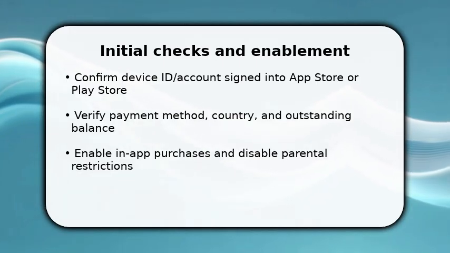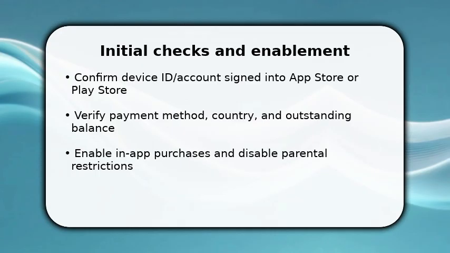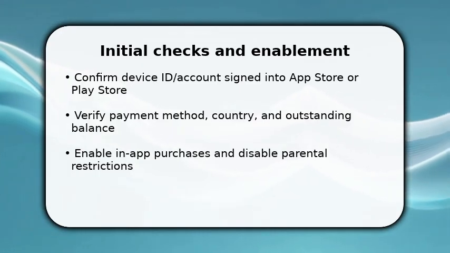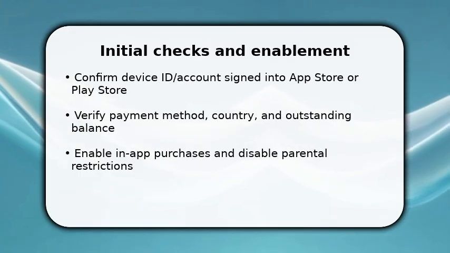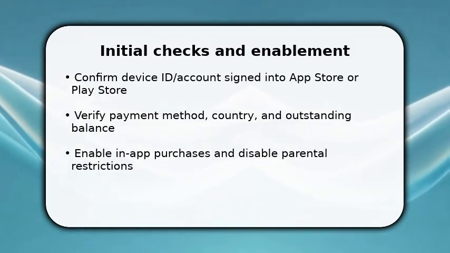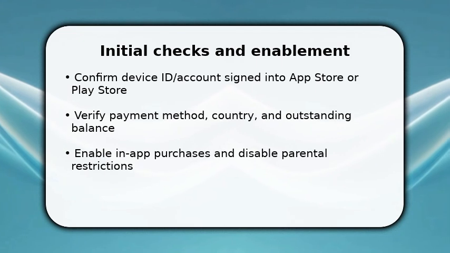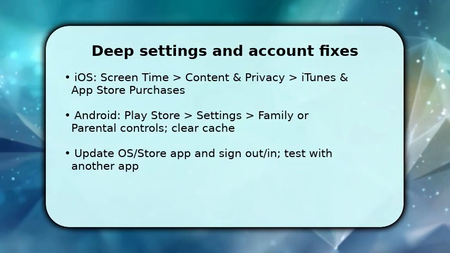Once done, go straight to Settings and enable in-app purchases and turn off parental controls that block purchases. This is the essential first step that removes the most common, invisible barriers to buying inside apps. Now dig into the middle steps where most problems hide.